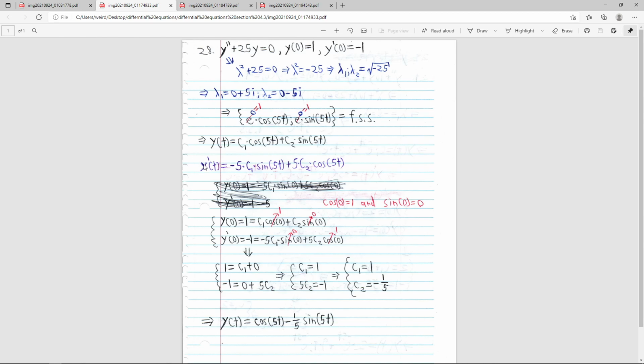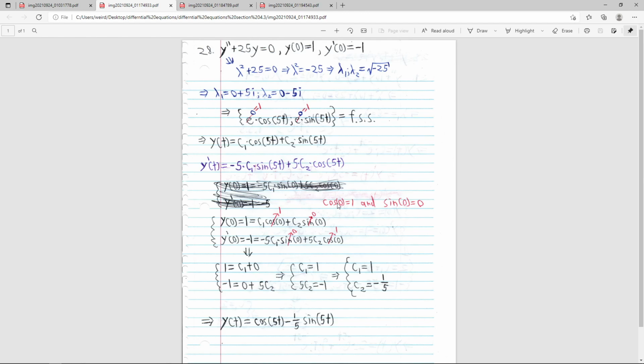And of course, we take y prime of t, because with sine and cosine, the derivative of cosine of something is negative sine, times the derivative of 5t, which is just 5. So it's negative 5 times c1 times sine 5t, plus, since the derivative of sine of something is positive cosine times the derivative of the inside, 5 times c2 times cosine of 5t.